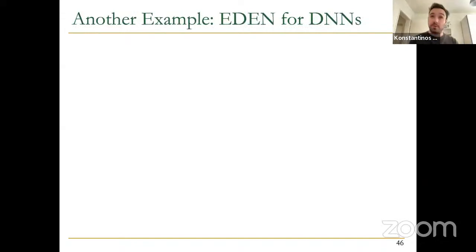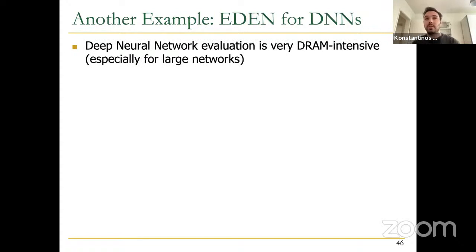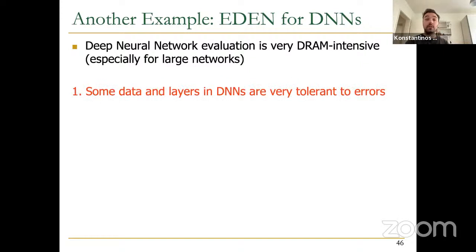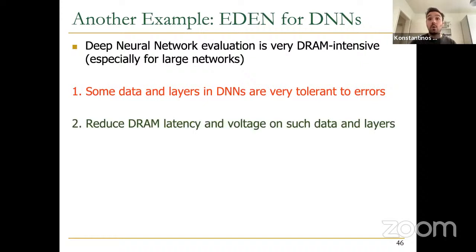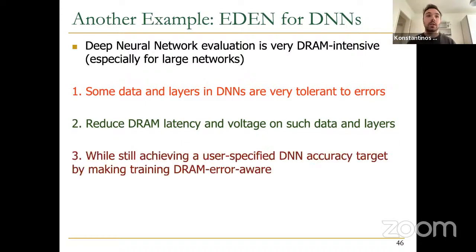Another example of hardware-software co-design is EDEN, which was used for deep neural networks. Deep neural network evaluation is very DRAM intensive, especially for large networks. Some data in layers in deep neural networks are very tolerant to errors. So we want to reduce the DRAM latency and voltage on such data in layers, while still achieving a user-specified DNN accuracy target, by making training DRAM error aware. We train the network in a DRAM-error-aware way so that we incorporate the errors into our model and do not sacrifice accuracy for performance.